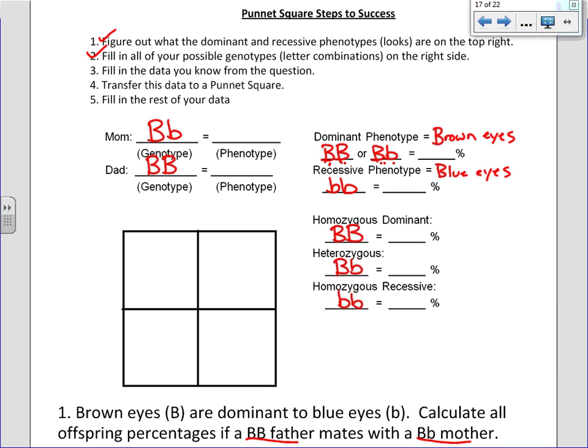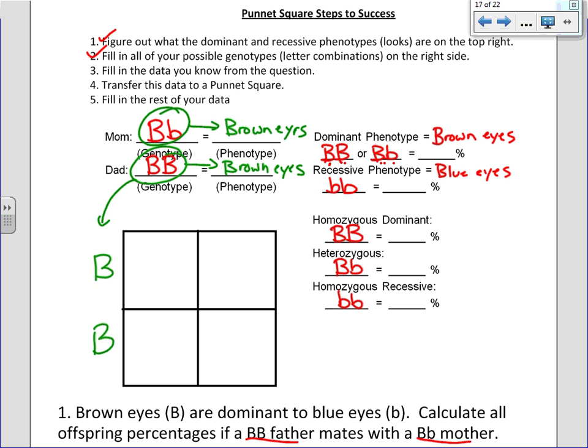So we can then turn this information into some new stuff. But now we have to start thinking about it. If mom is big B, that means that she has brown eyes. If dad is big B, that means he has brown eyes. We then take the letters. We'll take dad's big B, big B, and split them up over here, big B and big B. We'll take mom's and put hers, big B, little b.